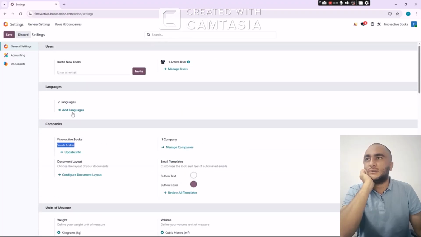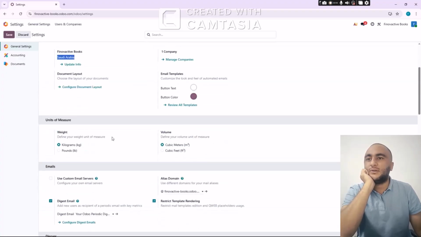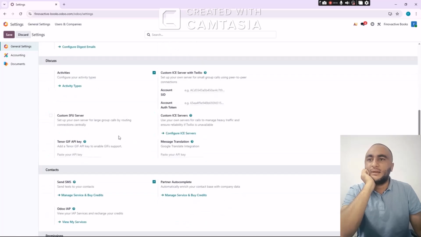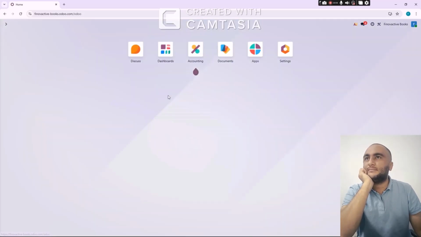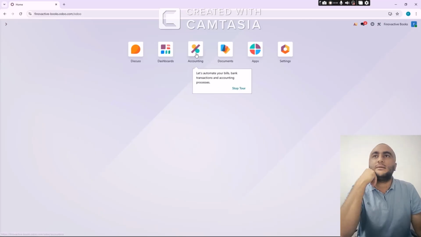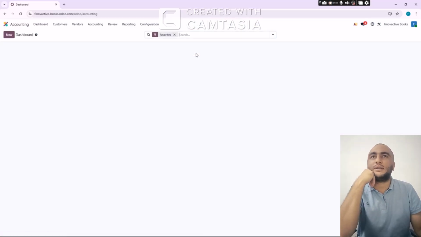You just have to add language. If you want any special language, we have to do it here. You have to add the company, you have to add the currency. These three things are important in the settings of accounting. And then right here we have accounting. This is the accounting dashboard of Odoo. Here we will get the dashboard.